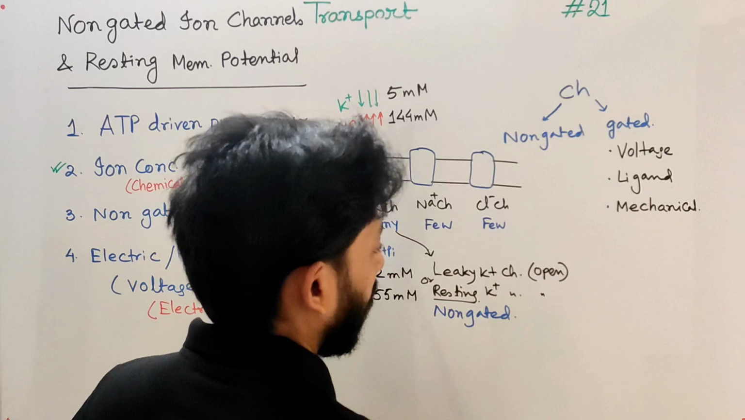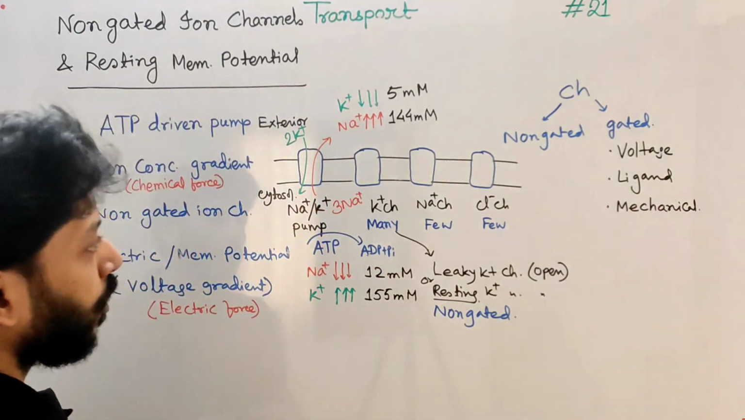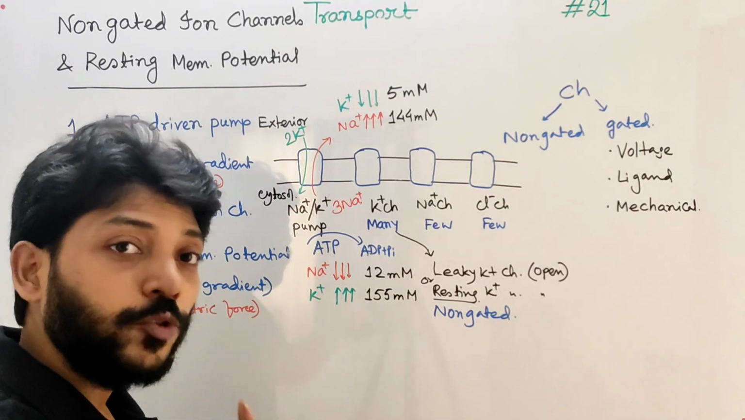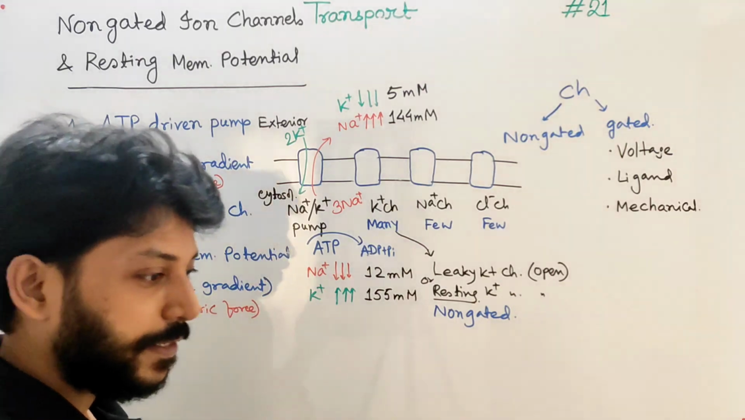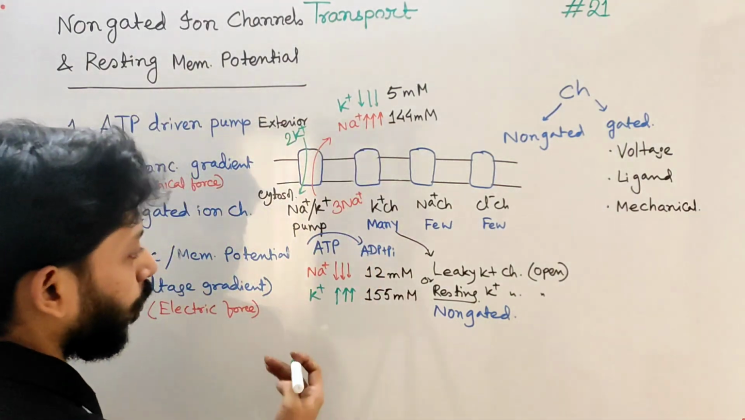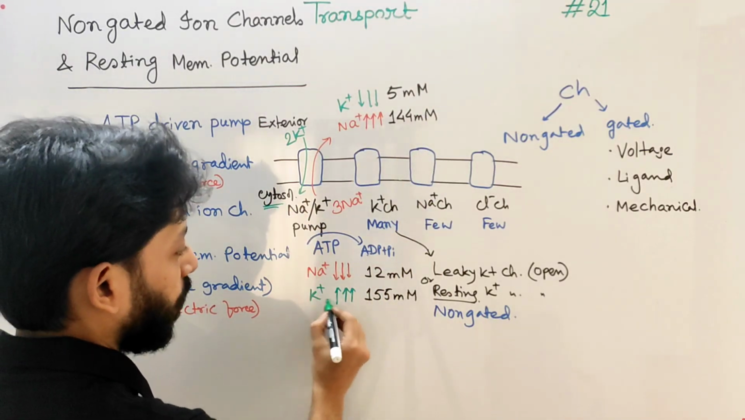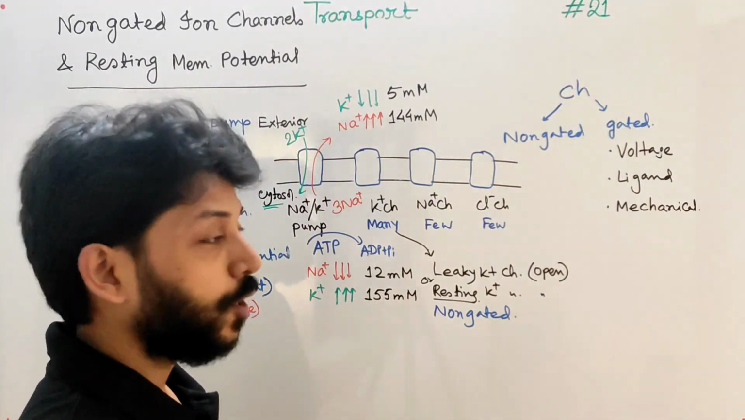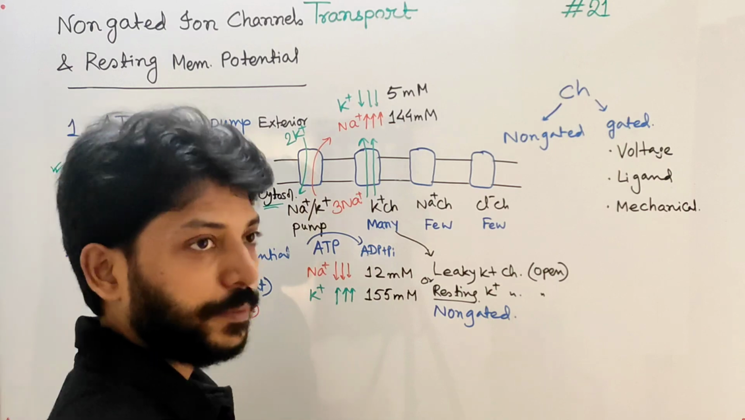Remember this. These channels are open. And through this, what will happen? See, channels transport ions from higher to lower concentrations. Remember this. I have mentioned in my previous videos that channels transport ions from higher to lower concentration. Now, where are potassium ions higher? See that in the cytosol, potassium concentration is high and outside is low. So potassium will move out of the cells.